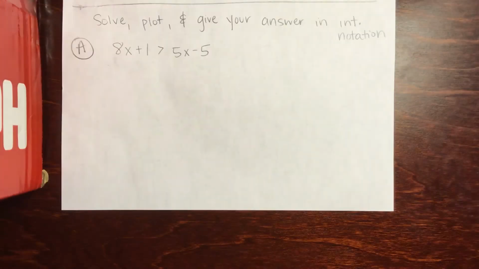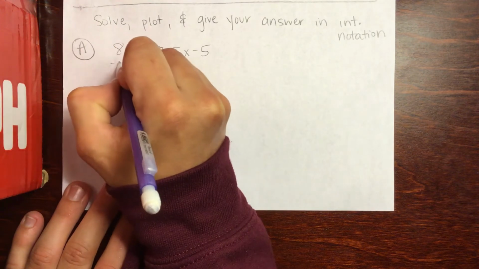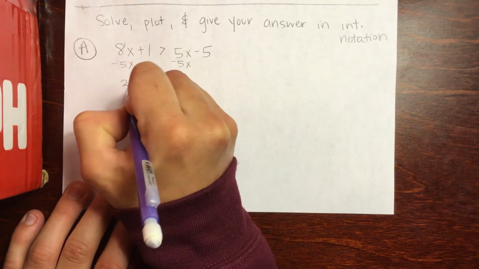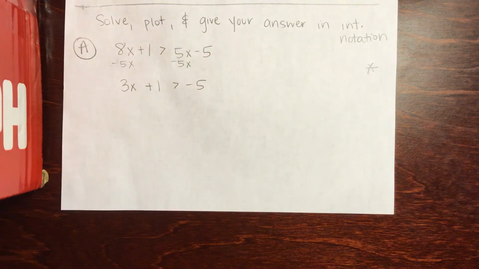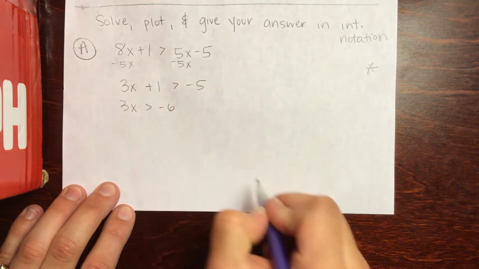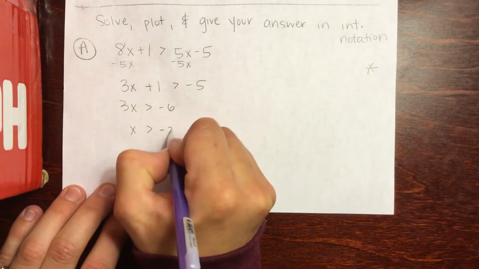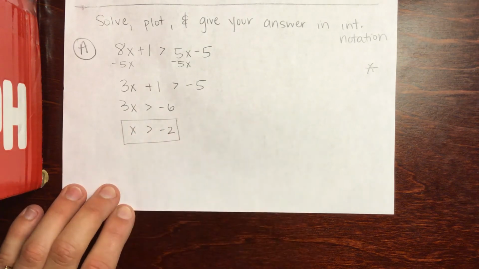Let's do some examples. 8x plus 1 is greater than 5x minus 5. So we're going to solve this like normal. That means get all of your x's to one side of the inequality sign and then solve for x. I'm going to subtract my 5x over because I don't like negative numbers. Now solve for x. Subtract your 1 to the other side and divide by 3. This is my answer. I have solved the inequality.